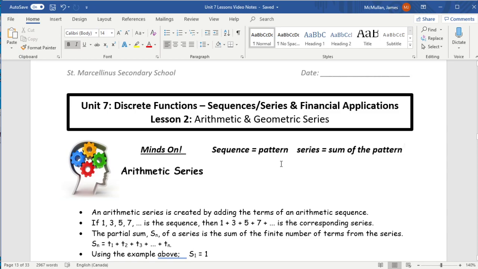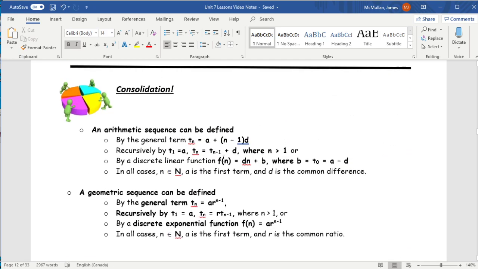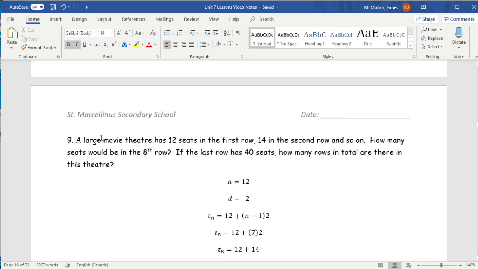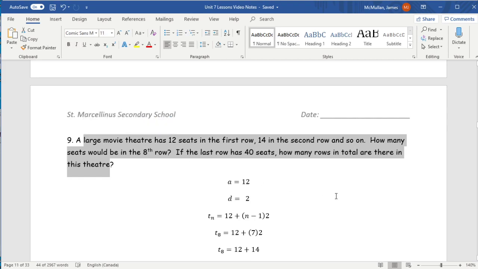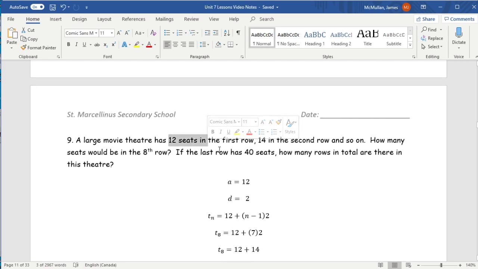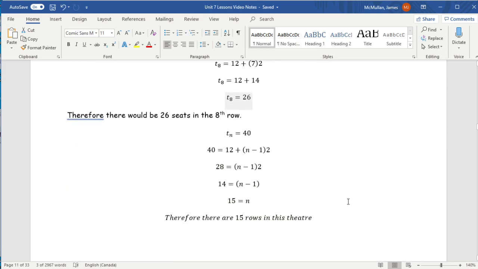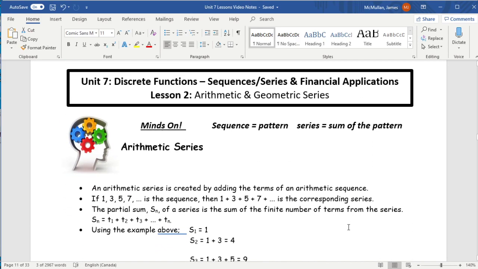Not just the pattern, like what's the 50th term of the pattern, but to go back to that movie theater question from yesterday, the question would be how many seats are in the theater? Not how many rows, but how many seats. We know there's a row with 12, a row with 14, a row with 16, 18, 20, all the way up to 40. How many people could the theater fit? That is a series question because you're adding up all the points in the pattern.